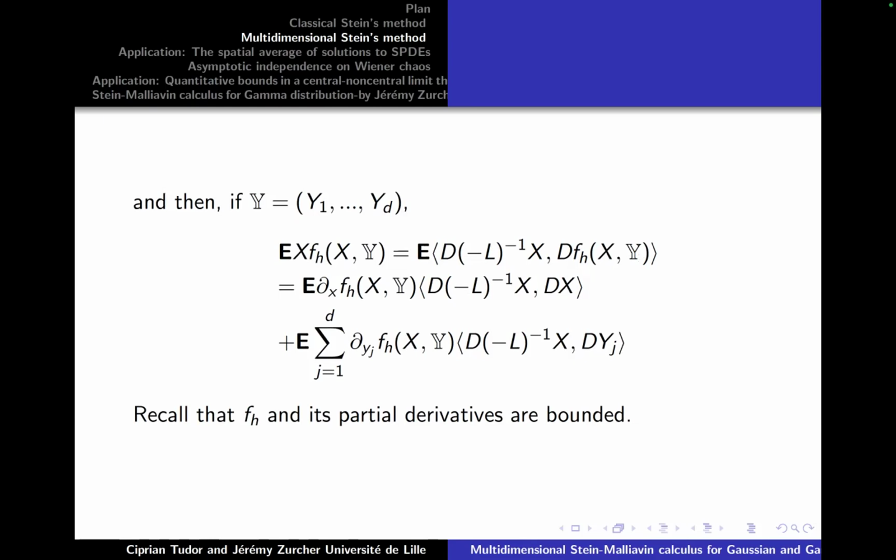But what is new here? When you differentiate F h, you have a chain rule. You can apply the chain rule because Malliavin derivatives admit the chain rule. So you have the partial derivative with respect to x times Dx and the partial derivative with respect to y times Dy. This last line is new. It does not appear in the classical one-dimensional method. So you have this, and now you remember that the derivative is nice.